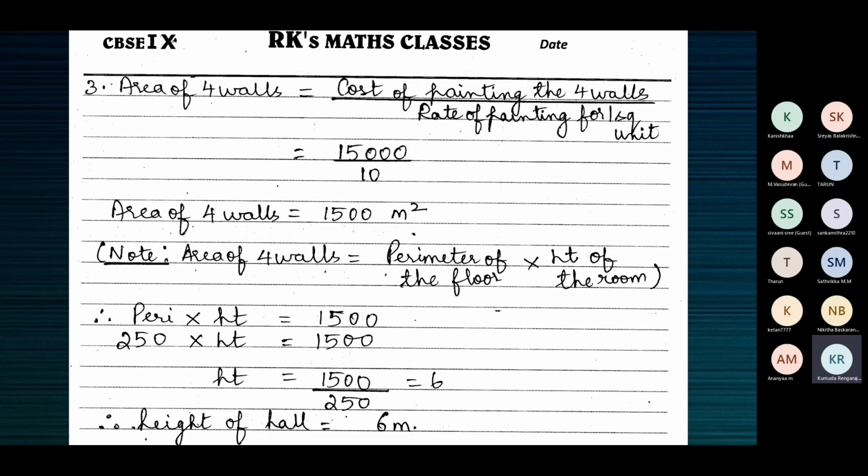You should be very careful when you read the question. Only the 4 walls are painted. The ceiling is not mentioned there. So please listen. Whatever is the area of 4 walls into the rate will be your total cost of painting the 4 walls. That's exactly this formula. Cost by rate will be the area. Cross multiply and understand. See here, area of 4 walls into the rate is equal to the total cost.